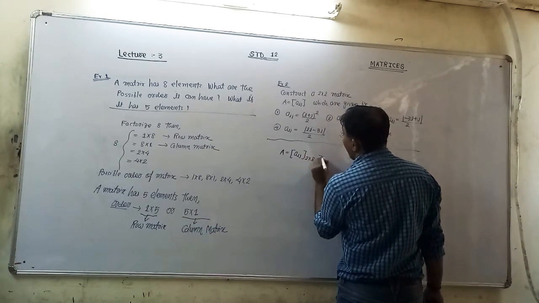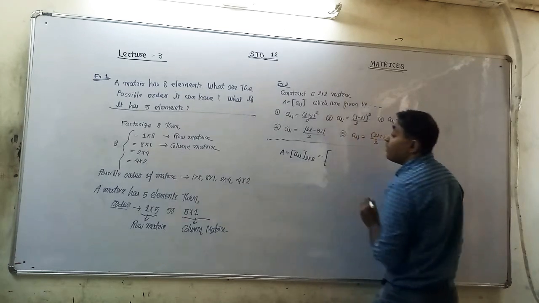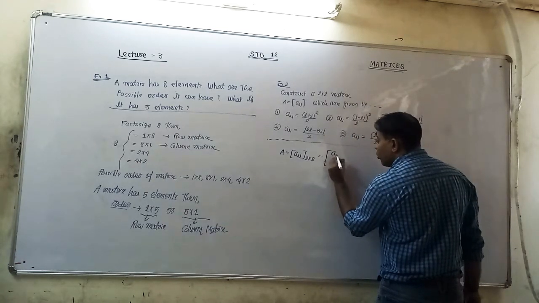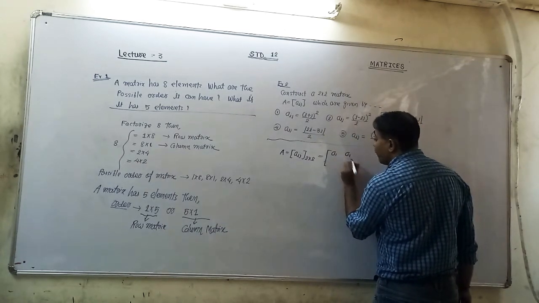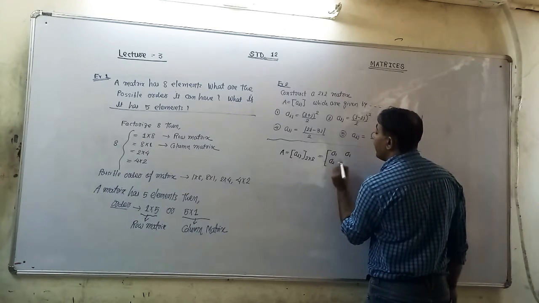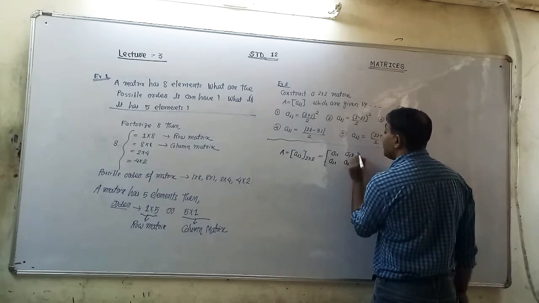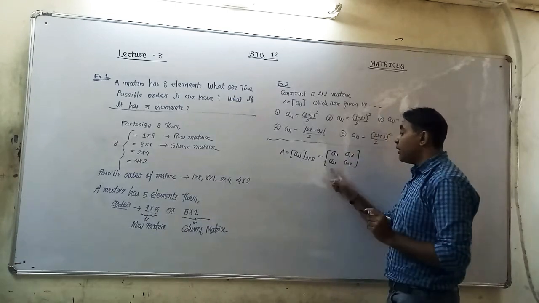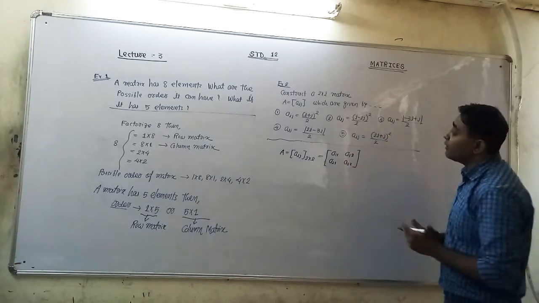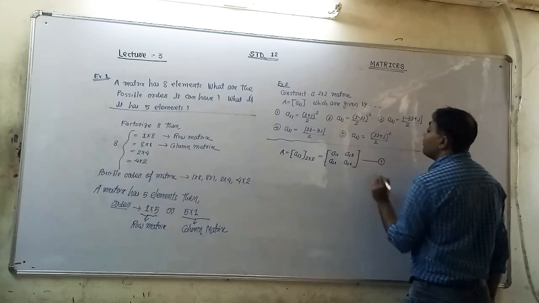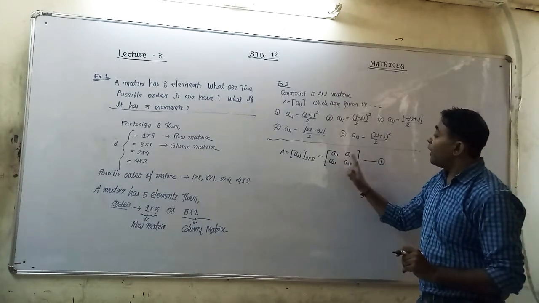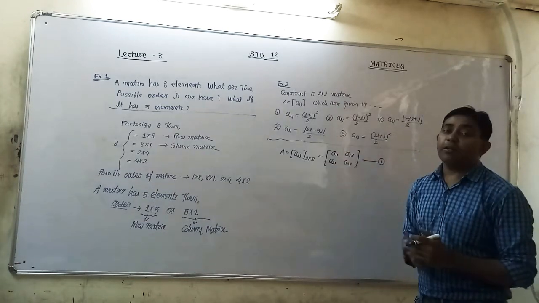Aij is a 2 cross 2 matrix. Now we know how to write the elements of the matrices. First row A11, A12. Second row A21, A22. First column, second column. See, A11 A12 A21 A22. This is the matrix, right? Say it as equation 1. It means find out A11 A12 A21 A22 from the given relation.